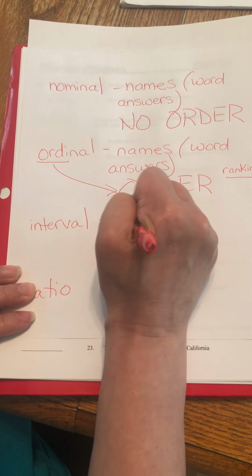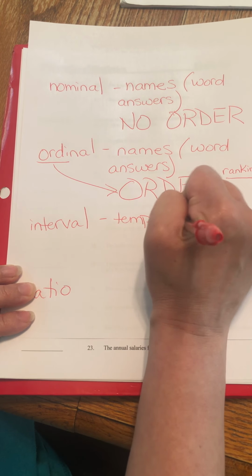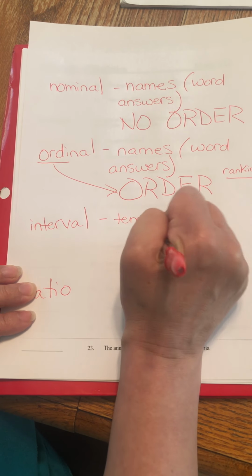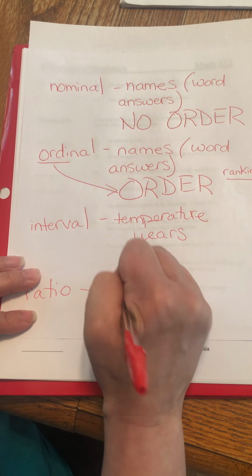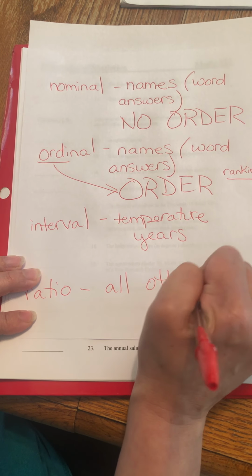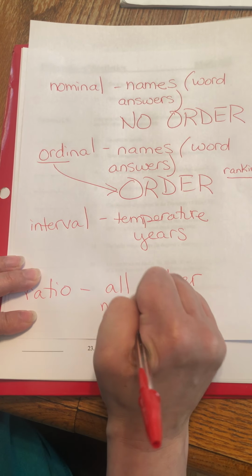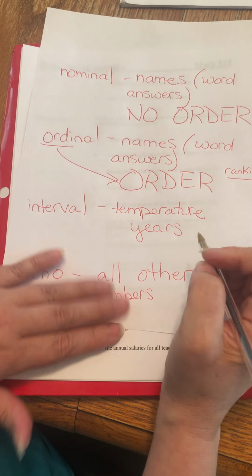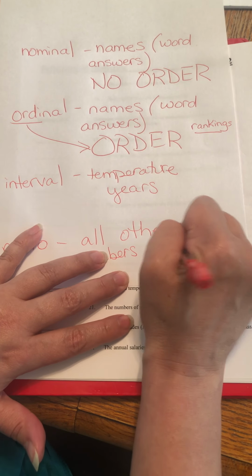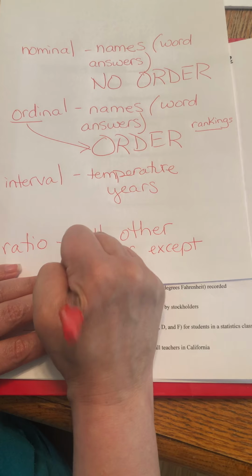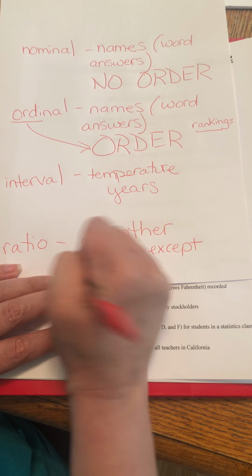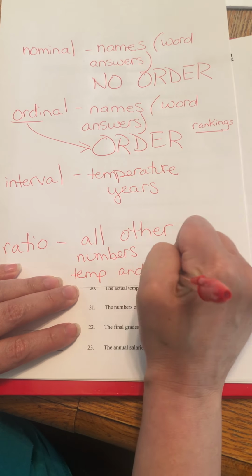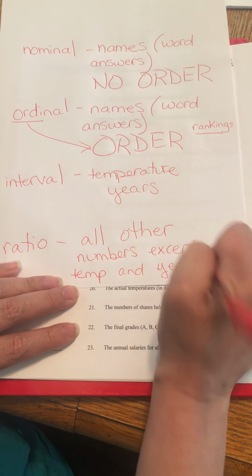Interval, we learned, was always temperature and years, and ratio are all other numbers except temperature and years. So there's our notes.